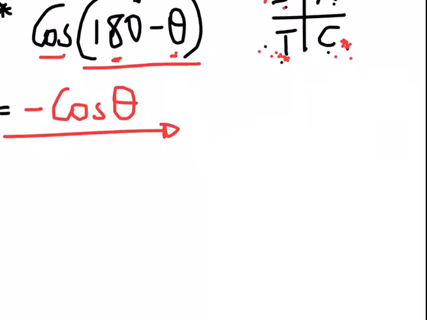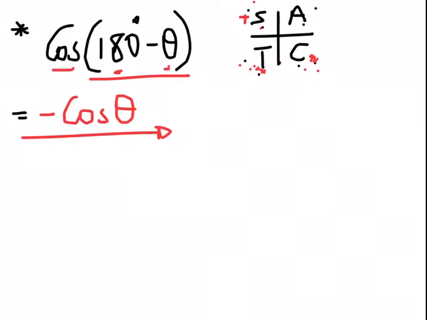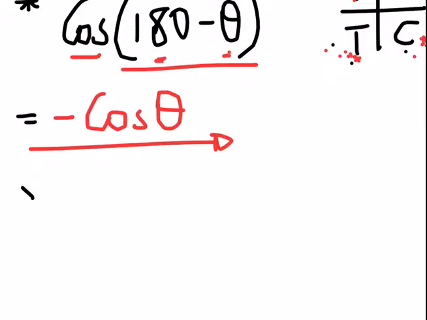You just reduce it from being a big angle to being a smaller one. You just need to be careful of the sign. That's all that you need to do.